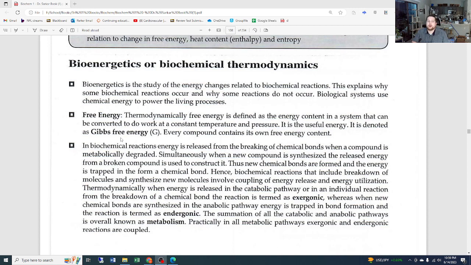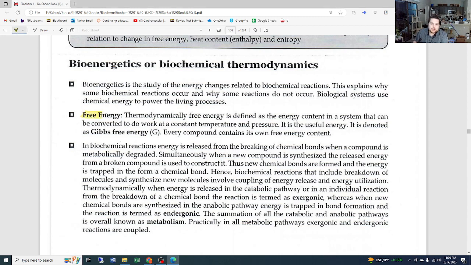Okay, so bioenergetics is the study of the energy changes related to biochemical reactions. This explains why some biochemical reactions occur and why some reactions do not occur. Biological systems use chemical energy to power the living processes.